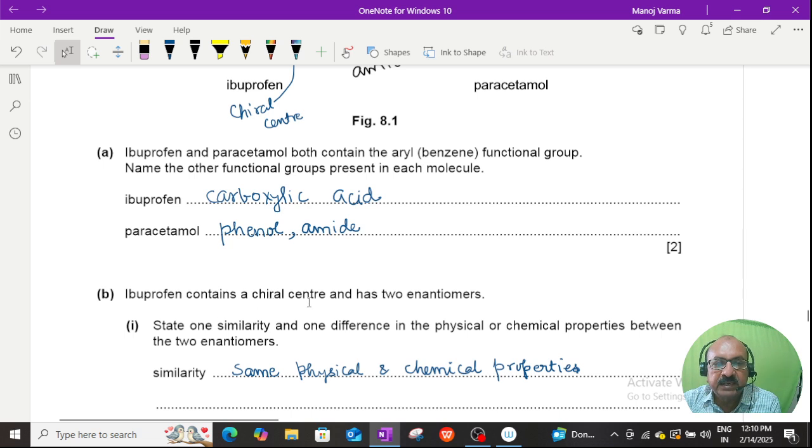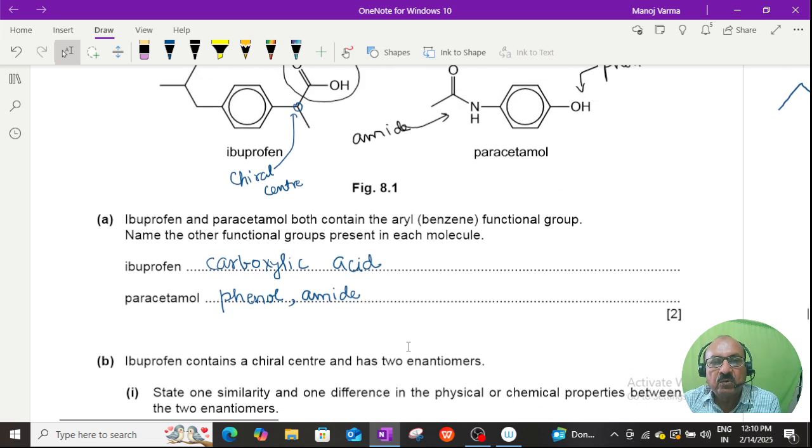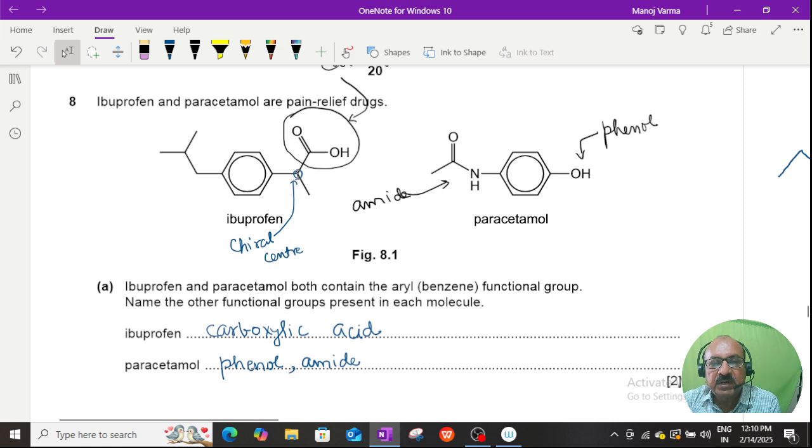Ibuprofen contains a chiral center and has two enantiomers. State one similarity and one difference in the physical or chemical properties between the two enantiomers. Now if you look carefully, then this particular carbon is a chiral center because it is joined with four different groups: this part, third, the COOH, and the fourth is the hydrogen, which is not shown. So all the four groups are different. So that's the chiral center.